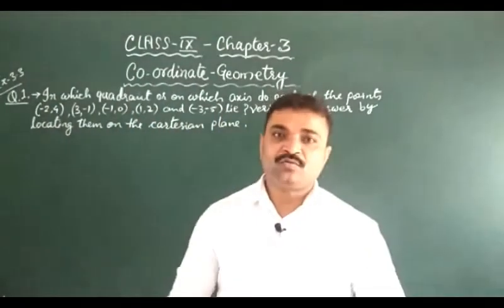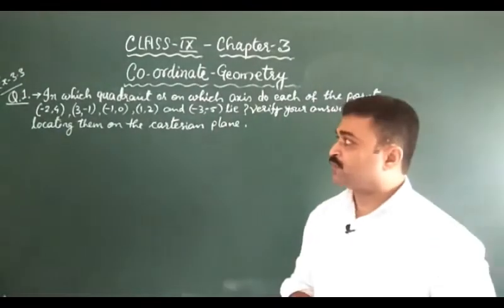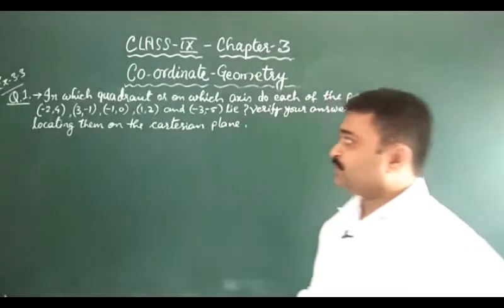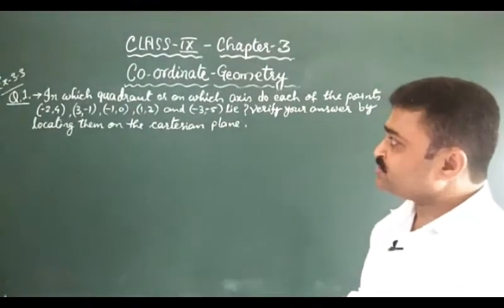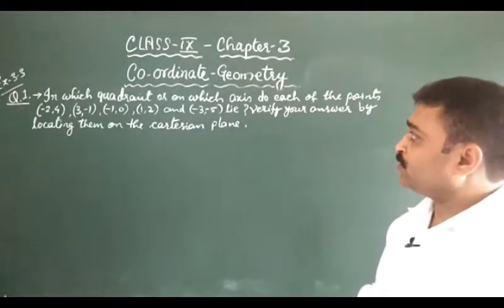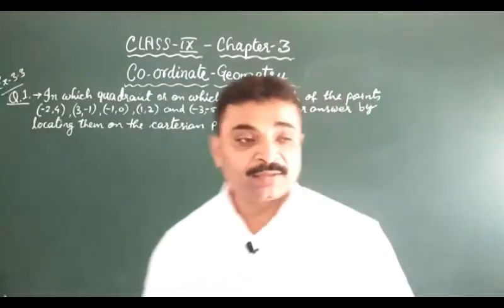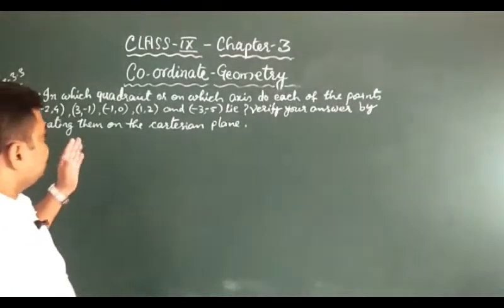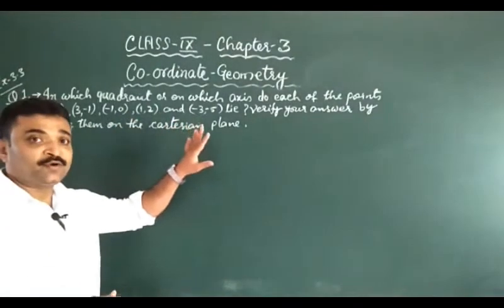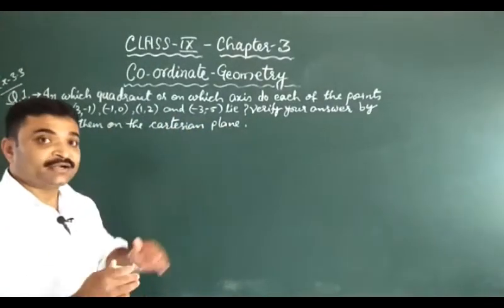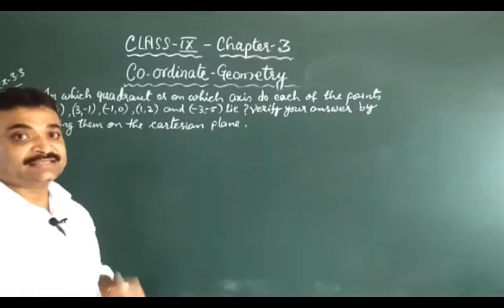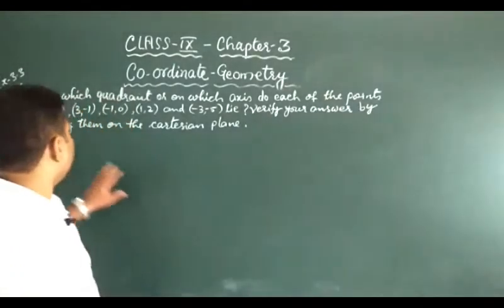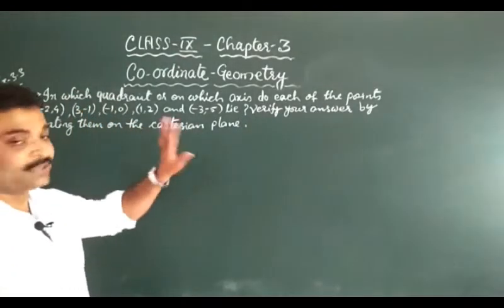Students, now we are going to solve question number 1 of exercise number 3.3. In this question it is given: in which quadrant or on which axis does each of the following points lie? Means ये जो points दिए हुए हैं ये points किस quadrant में या किस axis पे है ये बताना है. Verify your answer by locating them on the Cartesian plane.